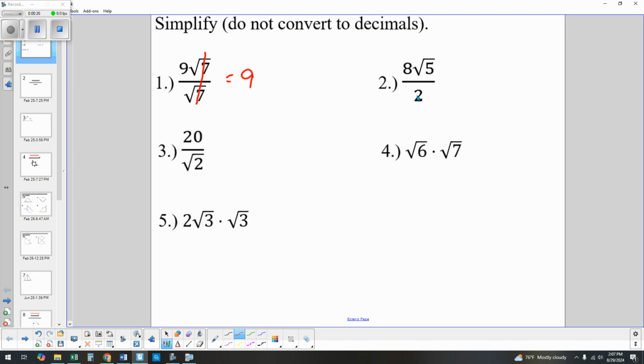Here, the 2 is not in a square root, so I'm going to reduce the 8 and the 2. I can't touch the 5 because it is in a root. So this would be 8 divided by 2 is 4. Now we could keep the root 5.